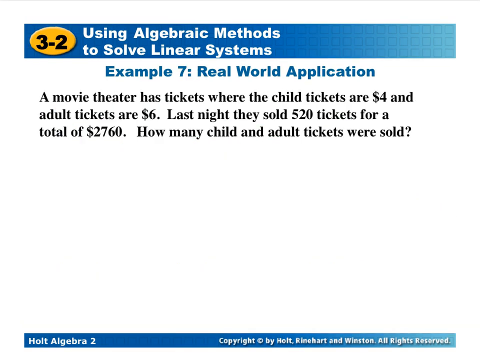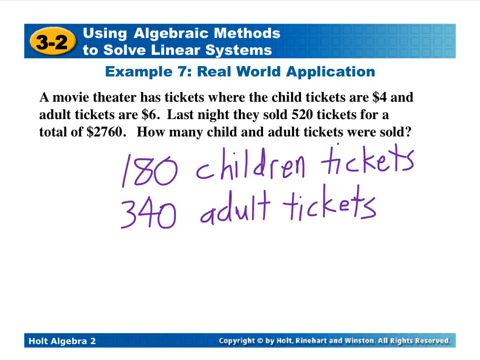Take a moment and set up this equation and then try to solve it. Here's the answer you should have gotten. Should have gotten 180 children tickets and 340 adult tickets. If you didn't get that answer, go back, make sure your equation's correct, check over your work. Otherwise, ask for help.